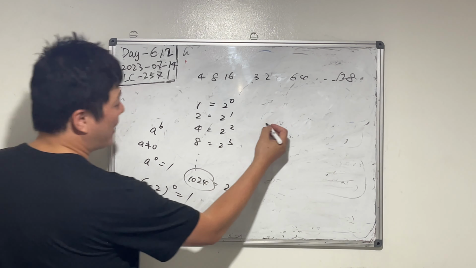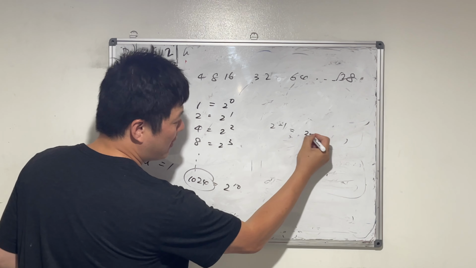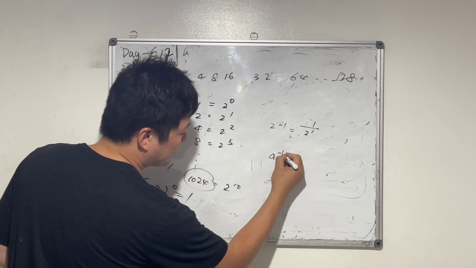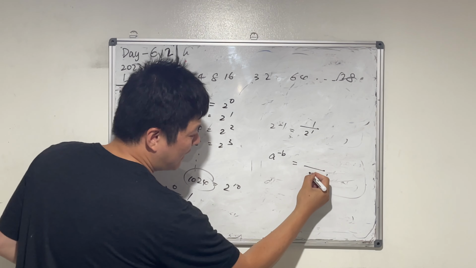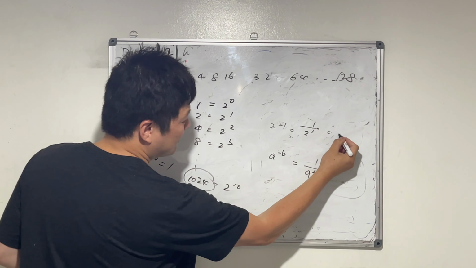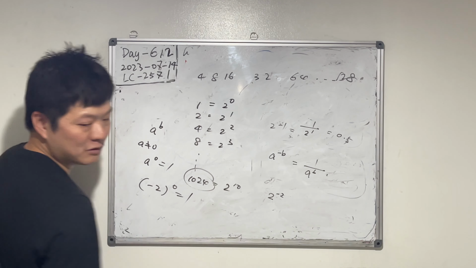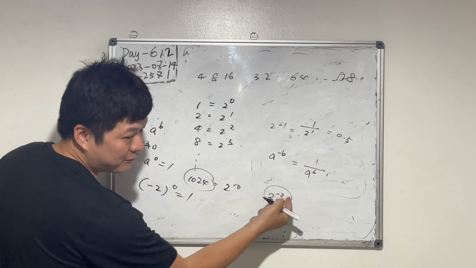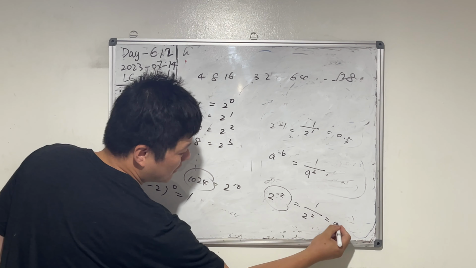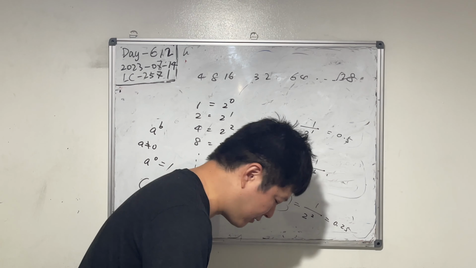And you're asking about 2 to the power of minus 1. What's that? It equals 1 over 2 to the power of 1. So basically, a to the power of minus b equals 1 over a to the power of b. So this is 0.5. And 2 to the power of minus 2 equals 1 over 2 to the power of 2, which equals 0.25. Does it make sense?